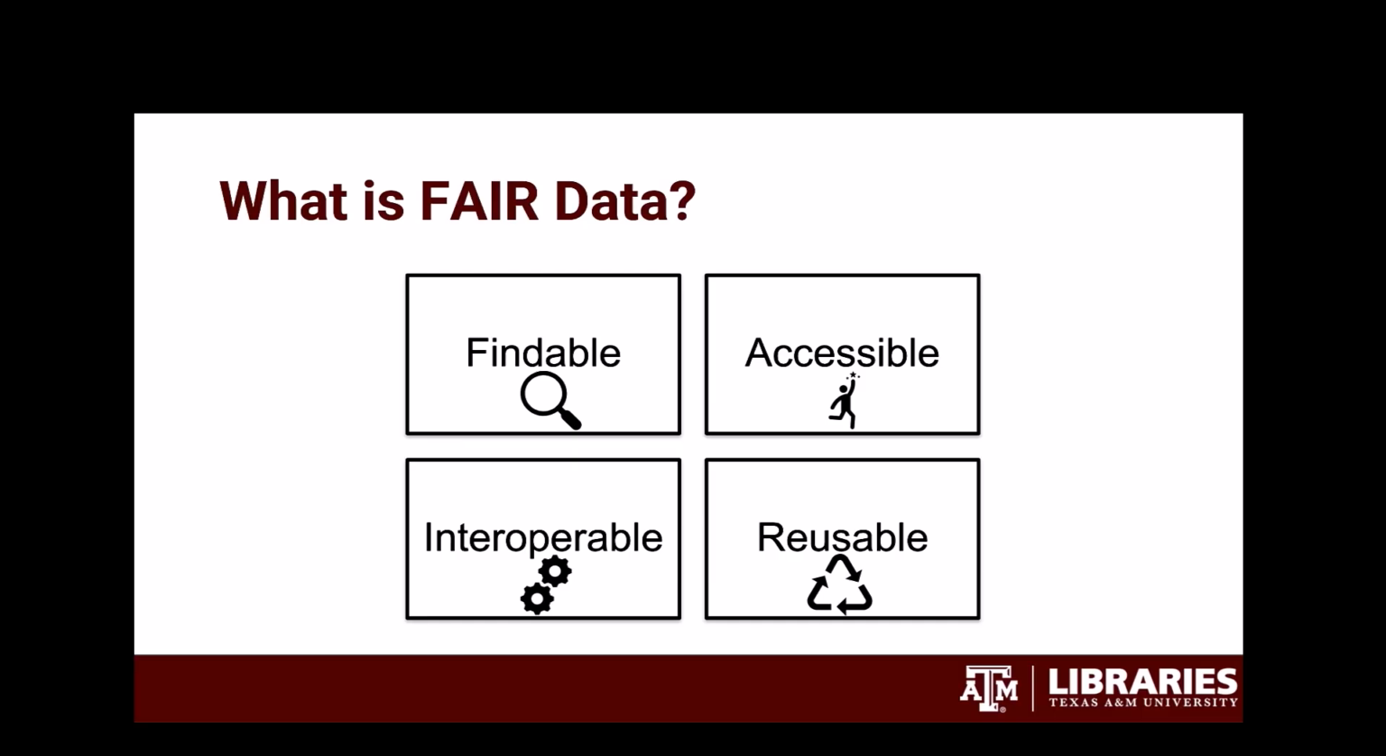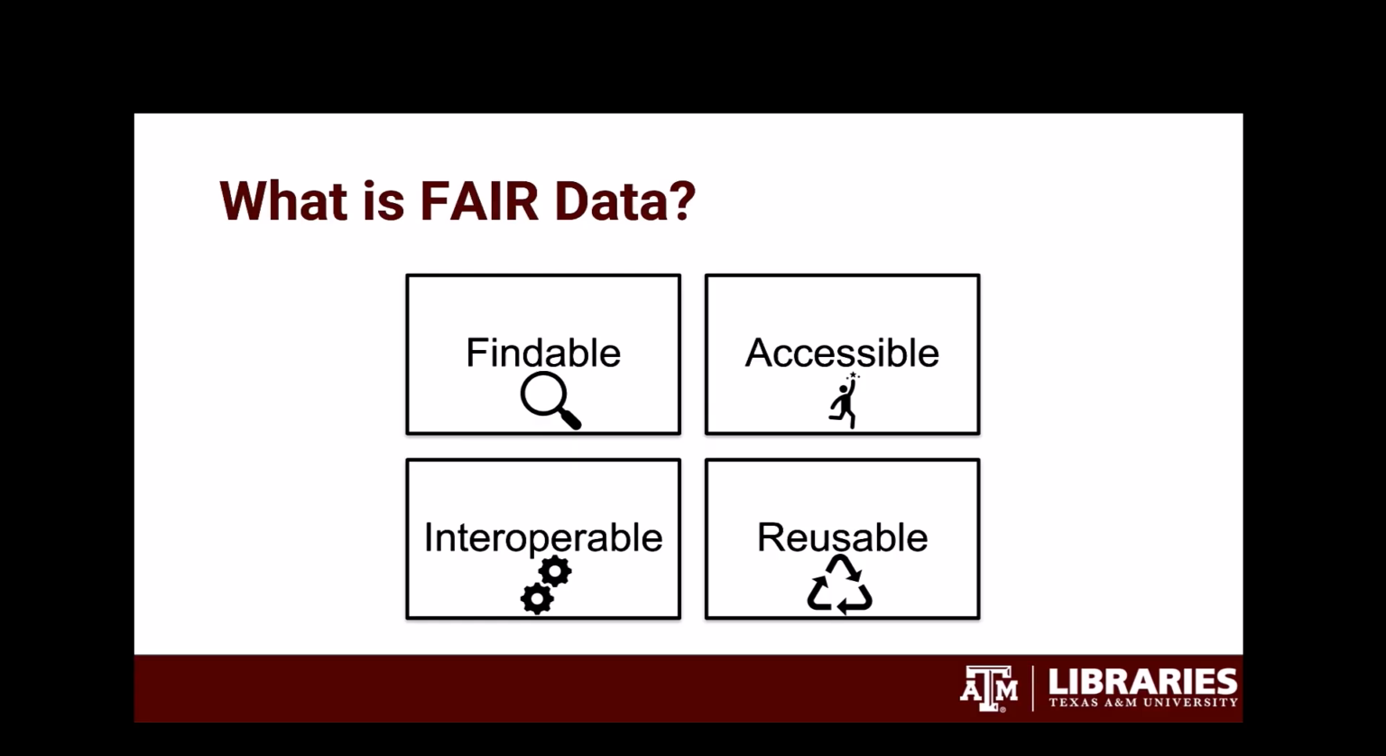FAIR data is data that is findable, so it's easy to locate via a unique identifier or appropriate metadata. It's accessible, so data is stored properly and it's retrievable. It's interoperable, meaning that the data is machine readable, and it's reusable, or it's ready and able to be used by others. So anytime we're sharing our data, we should be cognizant of how it fits into this acronym.